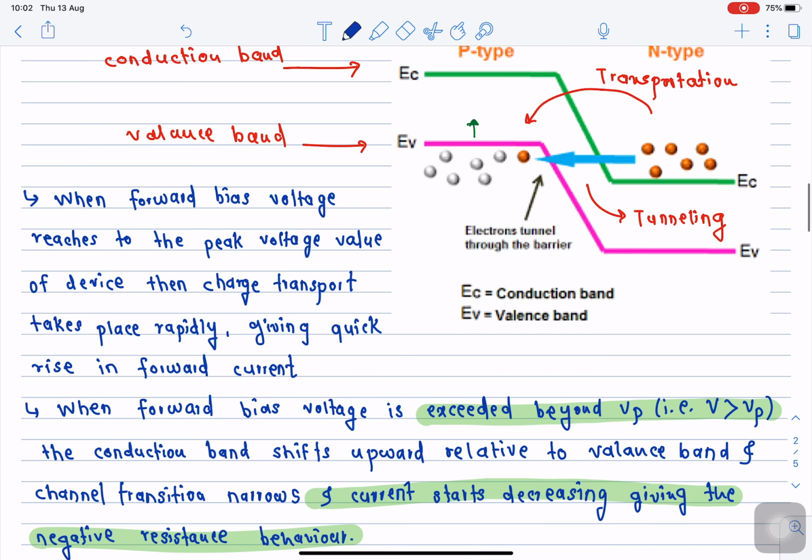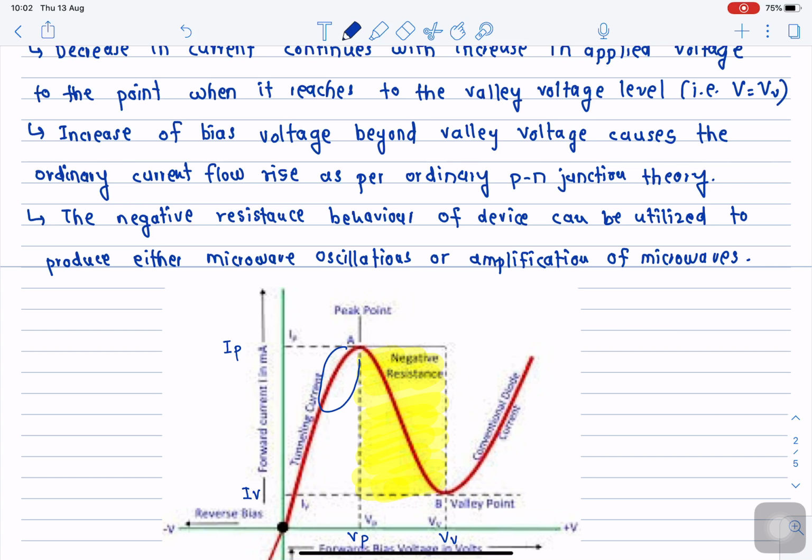When the forward bias voltage reaches the peak voltage value of the specified diode, the charge transport takes place very rapidly. Okay, so when the applied voltage reaches the peak value of the device, a rapid transportation of electrons will take place, which will give rise to a very quick and sudden rise in the forward current. Okay, and this can be seen in this particular portion where the current begins to increase very rapidly.